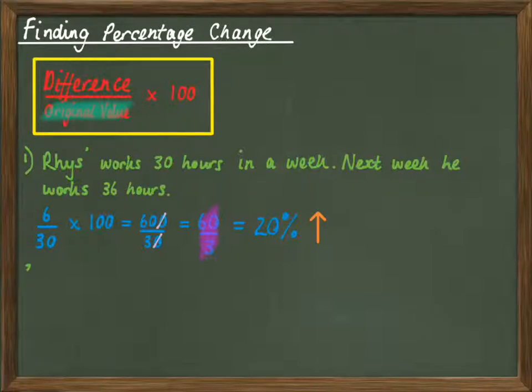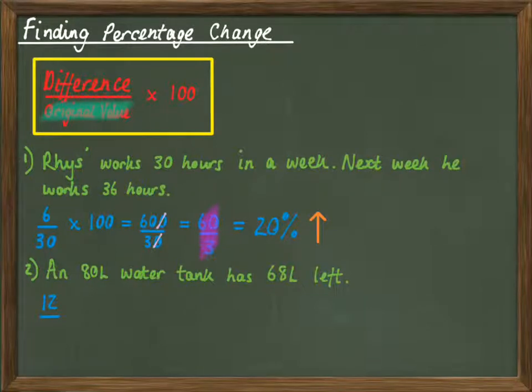Now, the second example is going to look at going the other way. An 80-litre water tank has 68 litres left. The difference is the first thing, and I've already written that. The difference between 80 and 68 is 12, so that goes at the top, over the original value. Now, unlike the other example, where the original value was the lowest one, this time the original value is the 80. It doesn't make a difference if it's the higher or lower one, it's always the one that it starts at. So originally, it's 80.